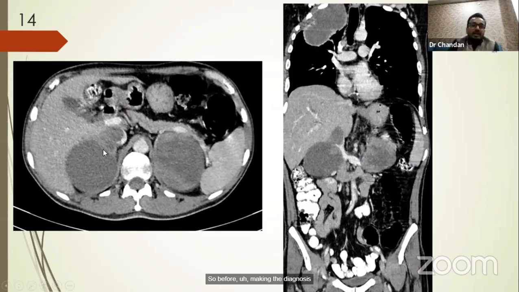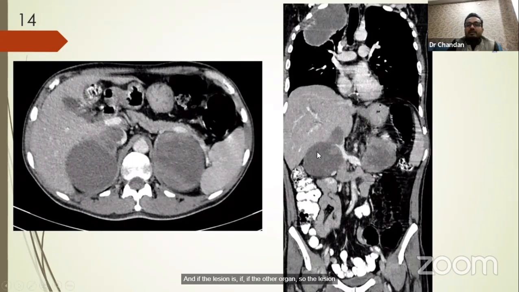So before making the diagnosis of a bilateral adrenal lesion, we should search for other lesions in other organs. Is there any possibility of other lesions seen in other organs? If yes, then your diagnosis will be very easy. If no, then we have to work more.